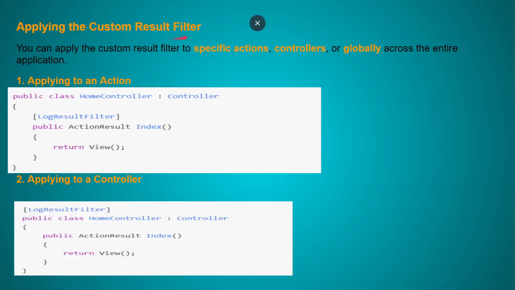Applying the custom result filter. You can apply the custom result filter to specific actions, controllers, or globally across the entire application. Applying to an action: for example, here we have a HomeController and there is an action result called Index. We have applied the LogResultFilter here. Applying to a controller, we can add it above the controller. This is a HomeController.